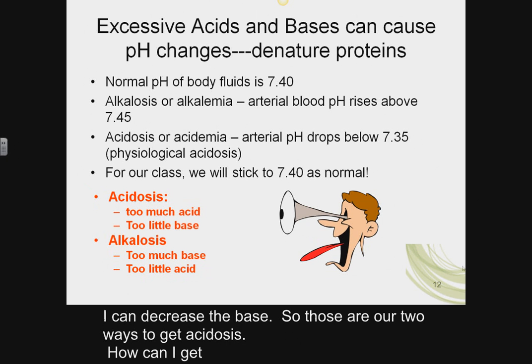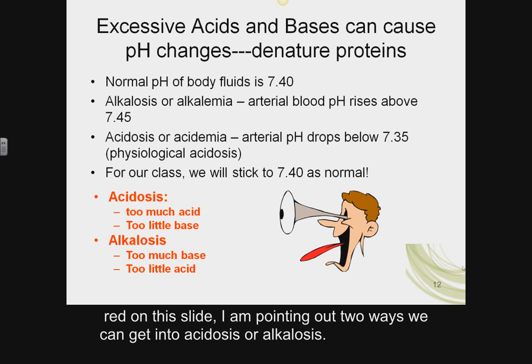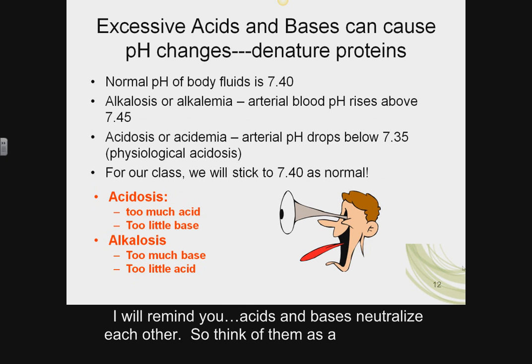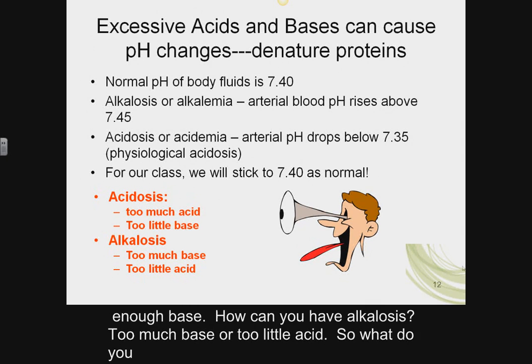How can I get alkalosis? That is a right shift. I can have too little acid or too much base. In red on the slide, I am pointing out the two ways we can get into acidosis or alkalosis. I will remind you, acids and bases neutralize each other, so think of them as a one-to-one relationship for the time being. How can you have acidosis? Too much acid or not enough base. How can you have alkalosis? Too much base or too little acid.